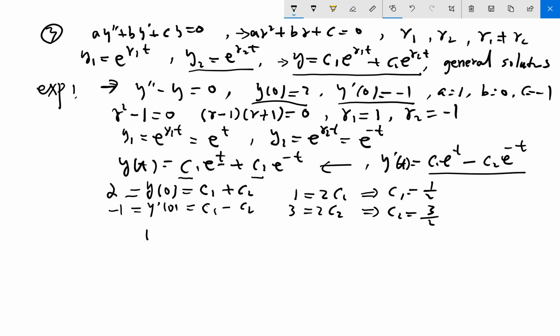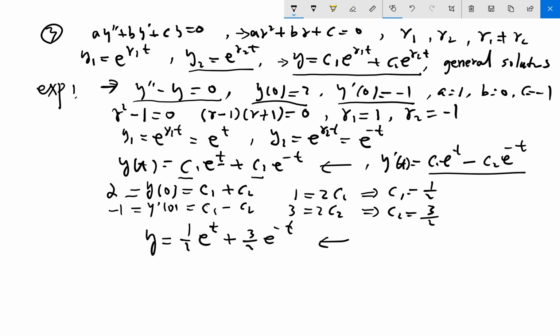So finally we find y equals 1/2 e to the t plus 3/2 e to the negative t. This is a solution for this equation. At the same time, at t equal to 0, your y will be 2, and at t equal to 0, your y prime will be negative 1.